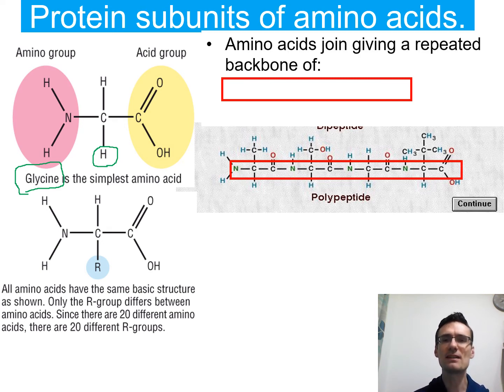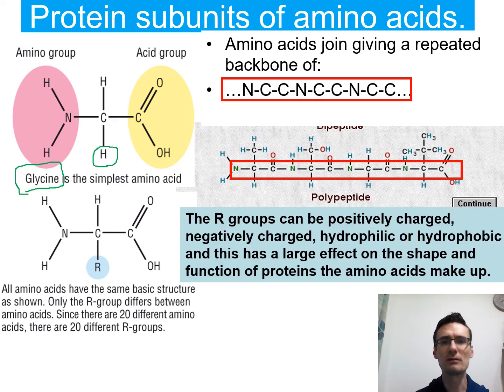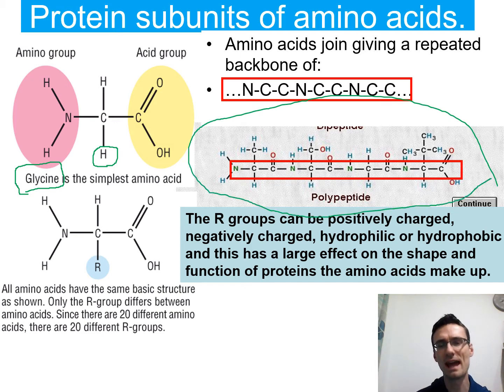So amino acids then join, basically giving a repeated backbone as NCC, as I said before, and when they join, we're going to look at this in a bit more detail, they will form a long polypeptide chain like this, but we're going to look at how they actually combine in the next slide or so. And the last thing just to point out about the R groups, so we said in the last slide there are 20 different R groups.